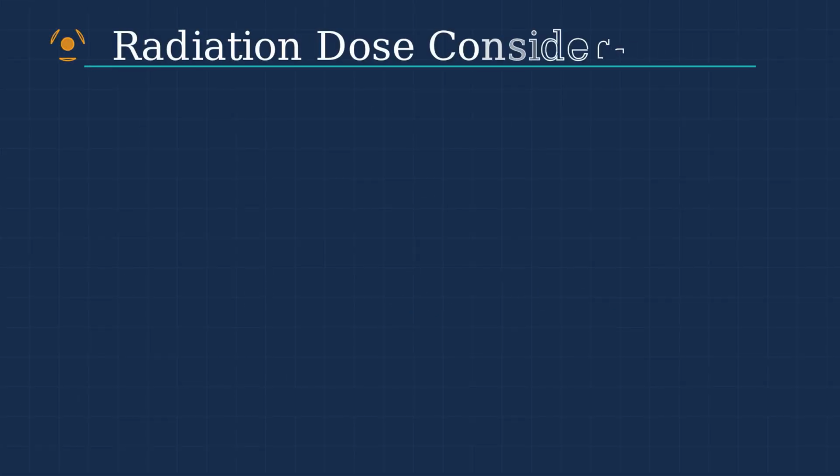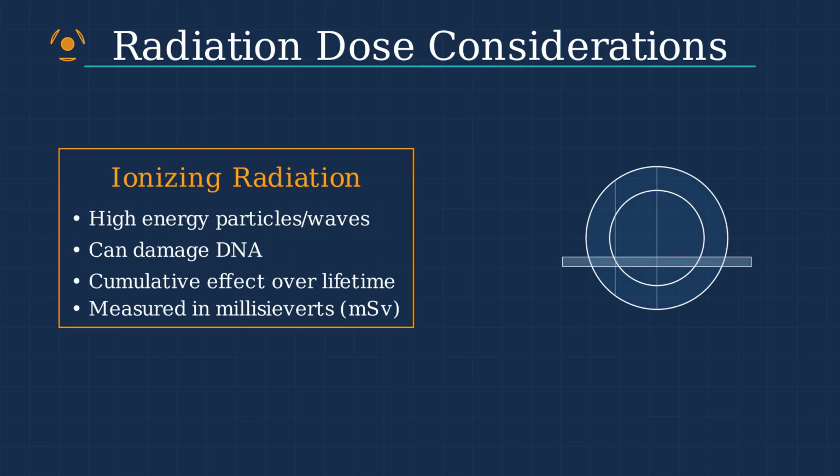CT scans use ionizing radiation to create detailed images, which is an important consideration in their clinical use. Ionizing radiation from CT scans has enough energy to remove electrons from atoms, which can potentially damage cells and DNA. The radiation dose from a CT scan is significantly higher than conventional X-rays, ranging from 2 to 20 millisieverts depending on the examination type.